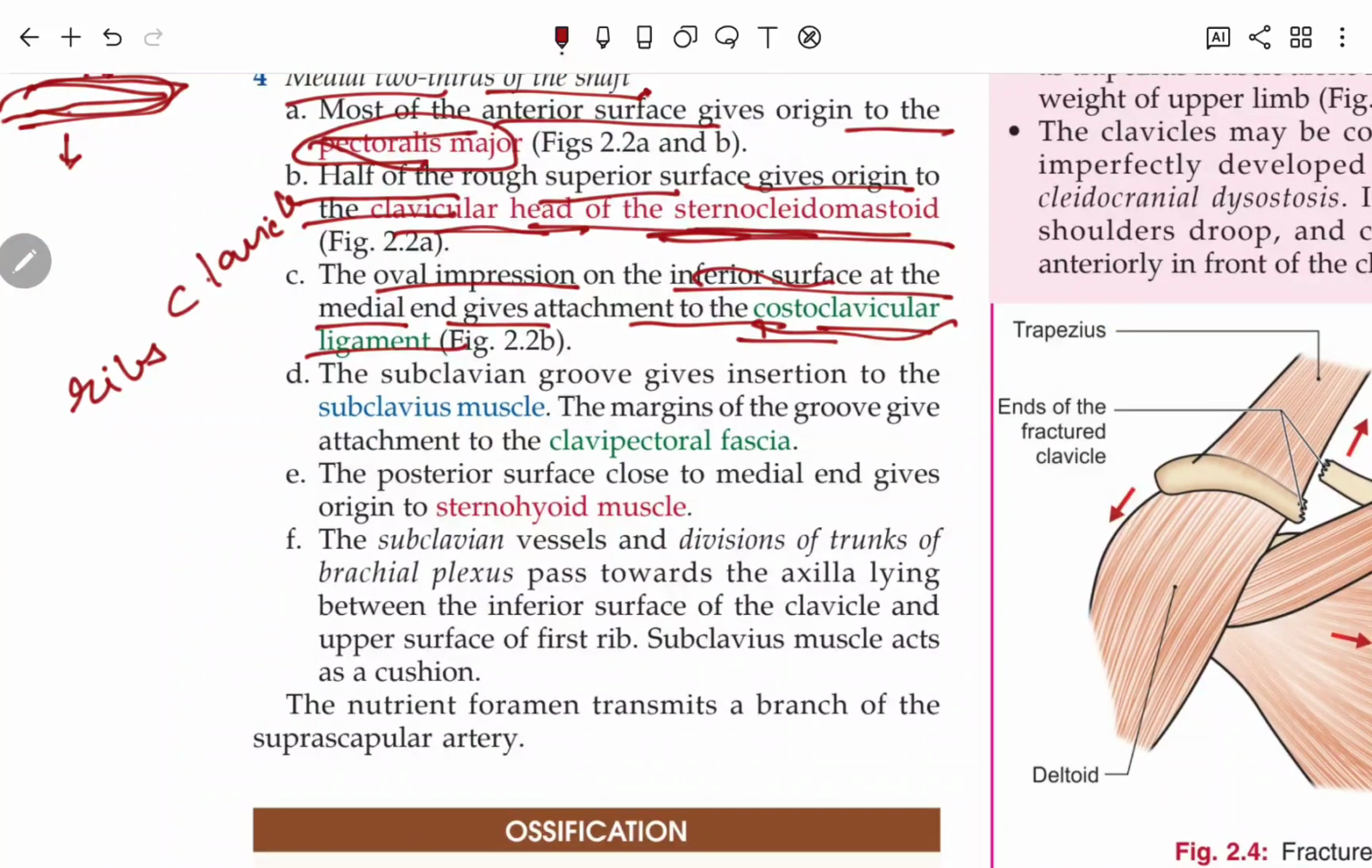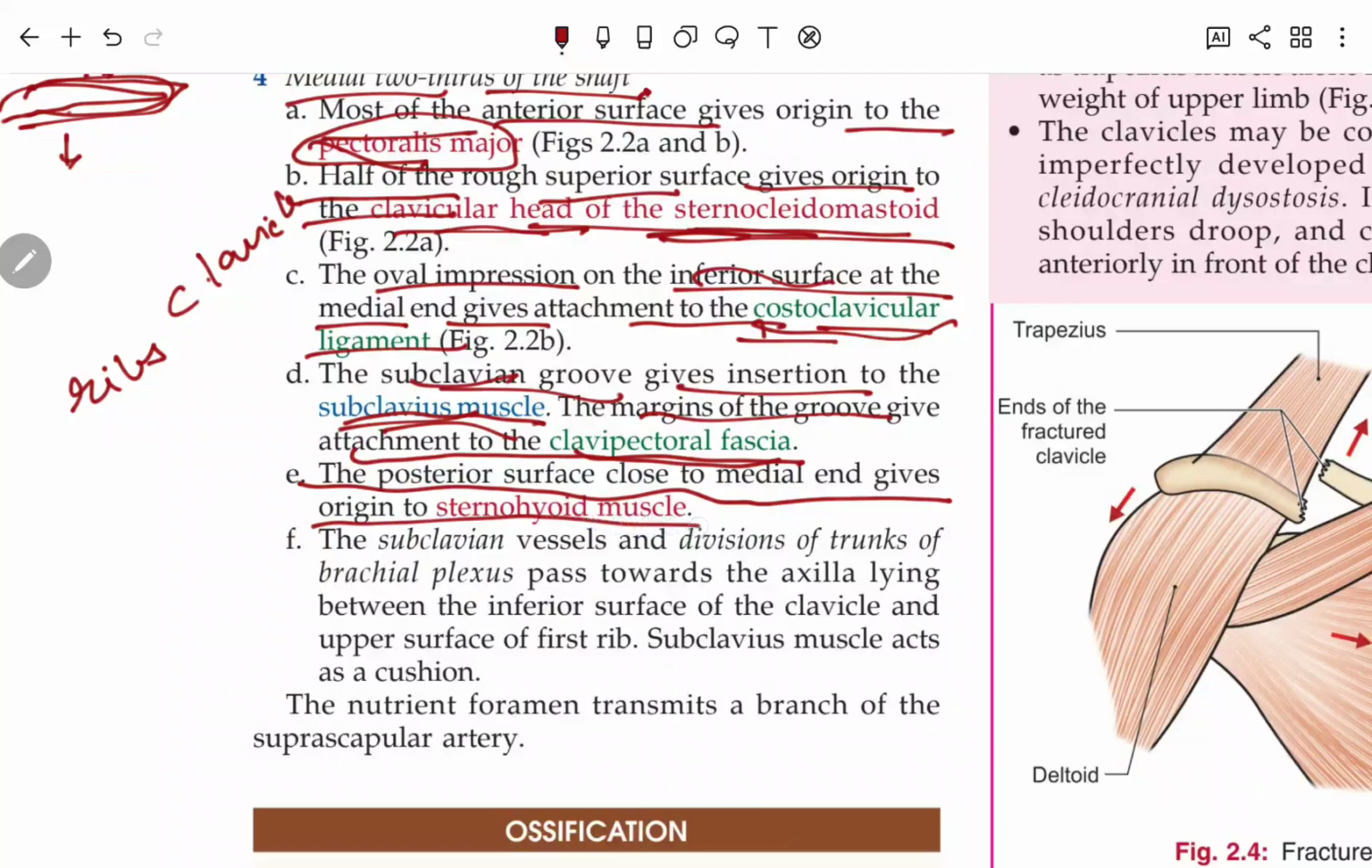The subclavian groove gives insertion to the subclavius muscle, like the name suggests. The margins of the groove give attachment to the clavipectoral fascia. Like this is going to be covered with clavipectoral fascia. The posterior surface close to the medial end gives origin to the sternohyoid muscle. It is a small muscle.